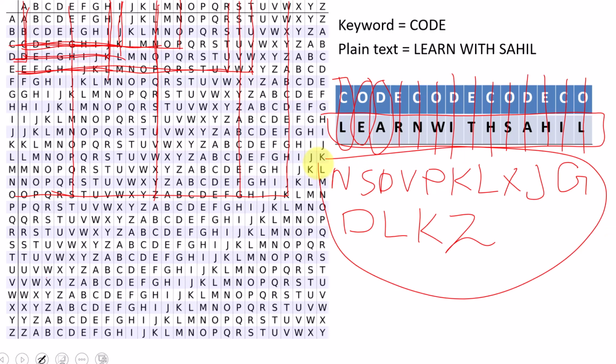So that is how the Vigenère cipher works. We just changed learn with Sahil to this code, which is our cipher text. So that is how it works. I hope you have understood that. Keep practicing. Practice with some other plain texts and change them.